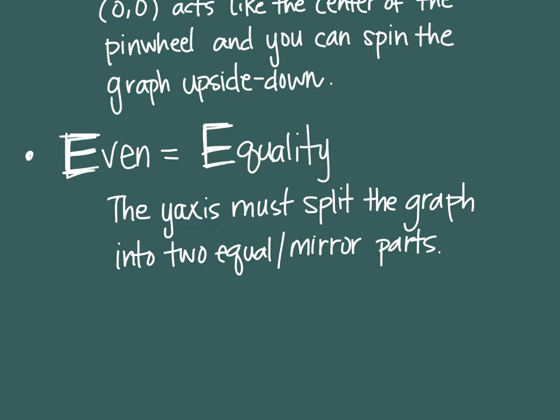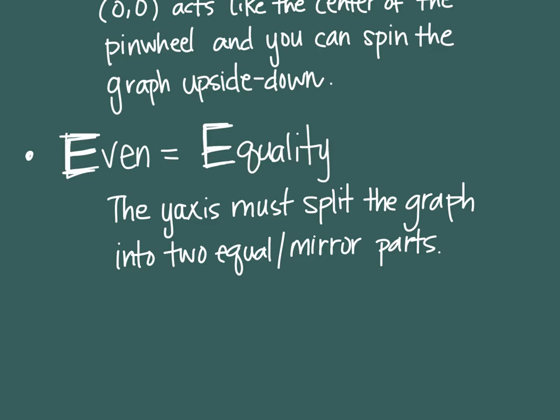Let's try x squared. Everybody should know what x squared looks like. Does that have even symmetry? Does the y-axis split it down the center? Now add a minus 3 to that. Does that graph have even symmetry? Does the y-axis still split it into 2 equal parts?